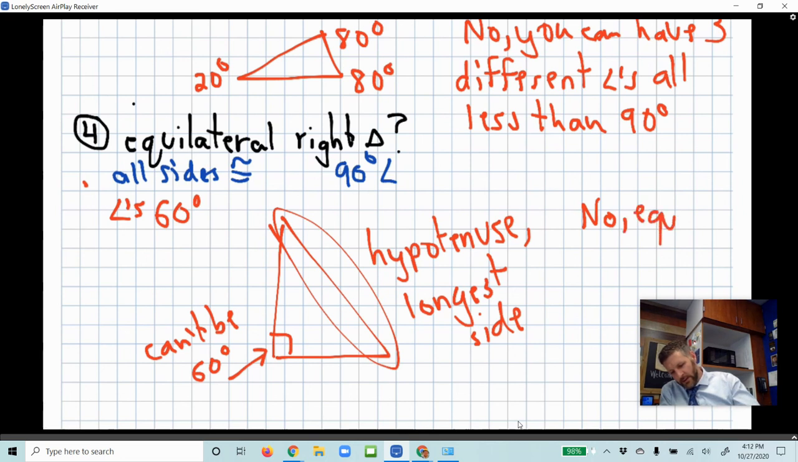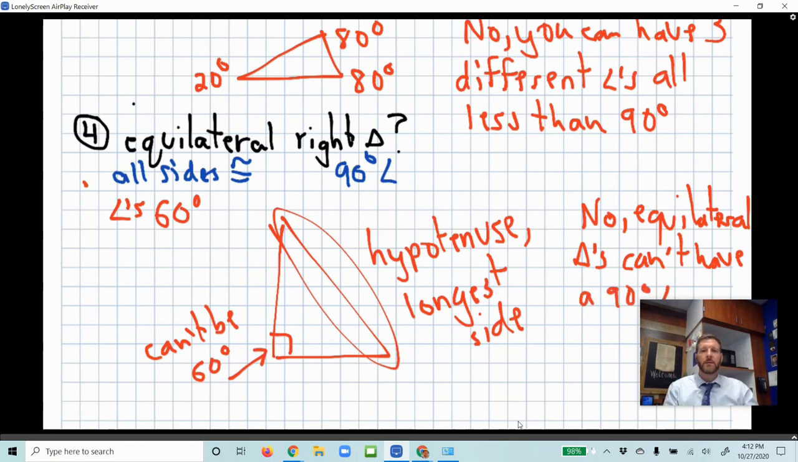You could say it this way: equilateral triangles can't have a 90-degree angle because they have to all be 60. So that would be one reason. You could also write out the reason being the hypotenuse.